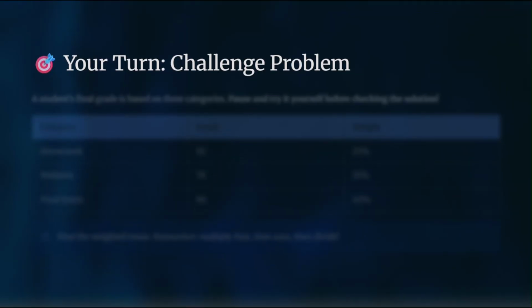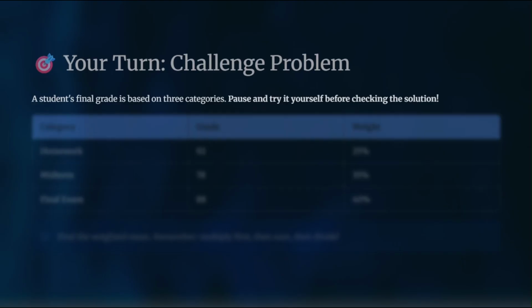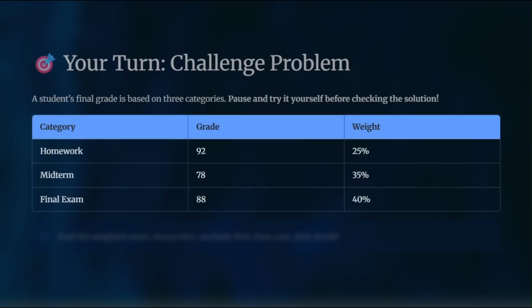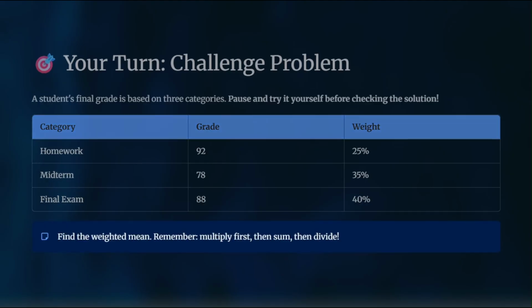Now it's your turn. A student's final grade is based on 3 categories: homework, midterm, and final exam. So he had a grade of 92 for his homework with a weight of 25%. The midterm, he had a grade of 78 and it weighs 35%. And the final exam, he had a grade of 88 and it weighs 40% of the final grade. Find the weighted mean. Remember, multiply first, then sum, then divide.